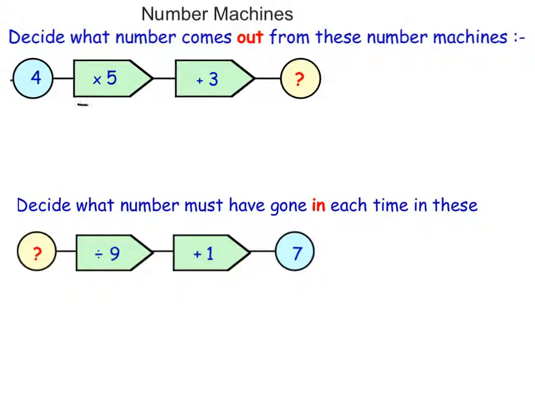Now the first thing I do to it is times it by 5. So 4 times 5 is 20. And then to the 20 I add 3 to it. So 20 add 3 is 23. So my answer is 23.